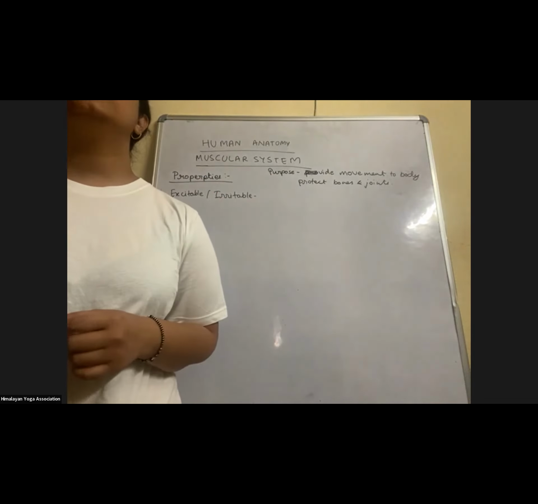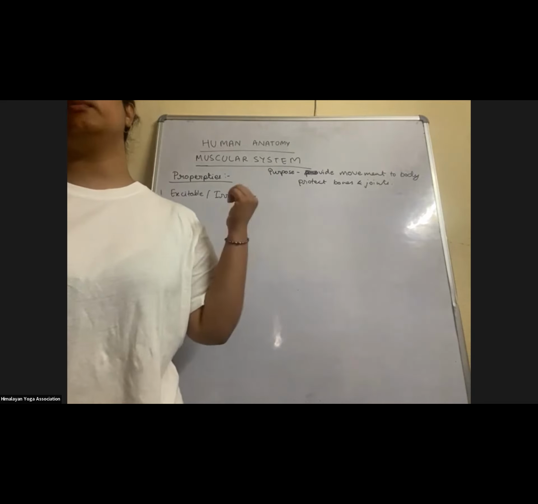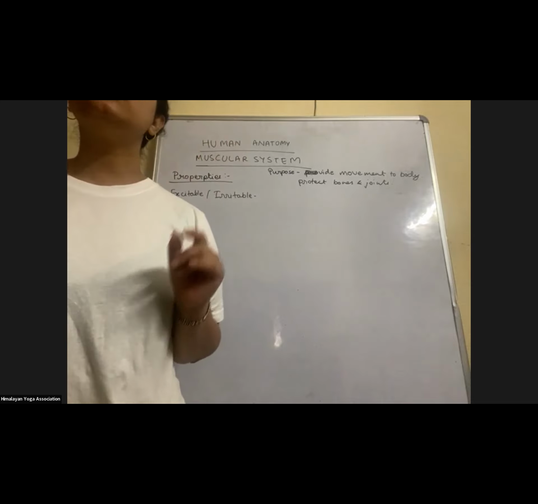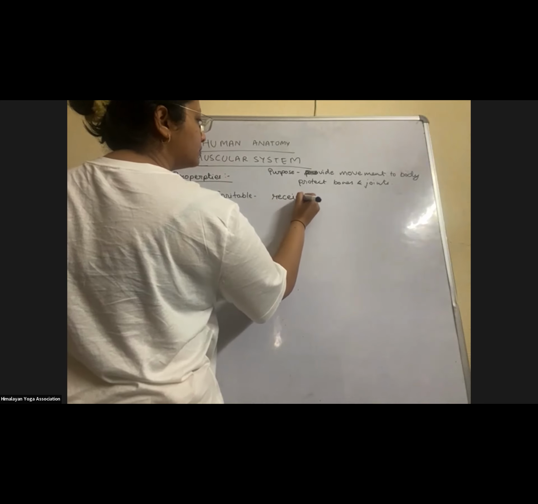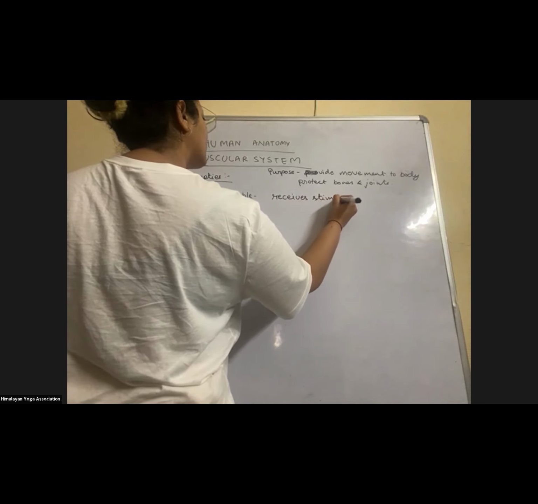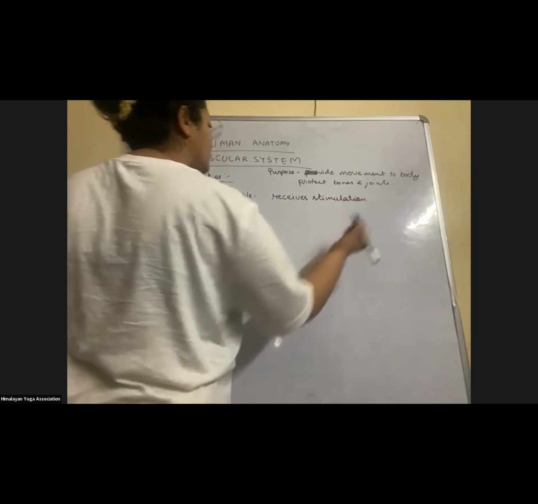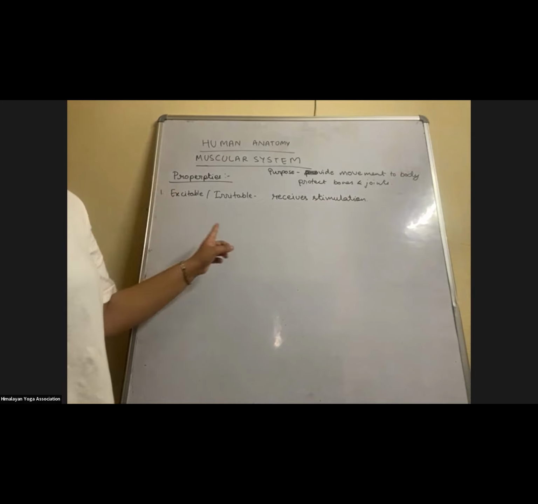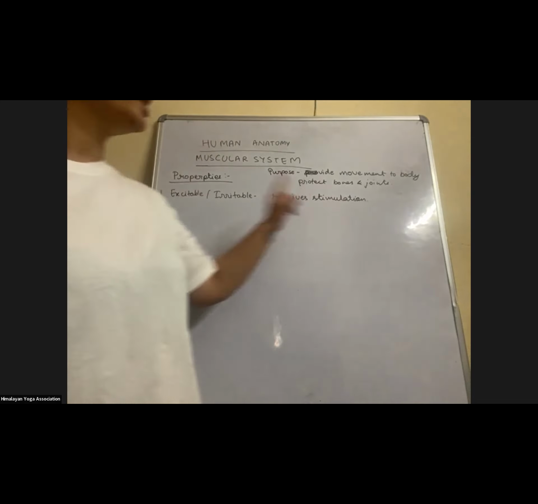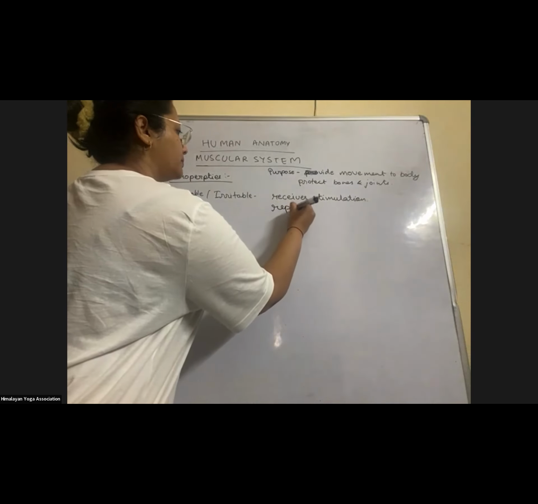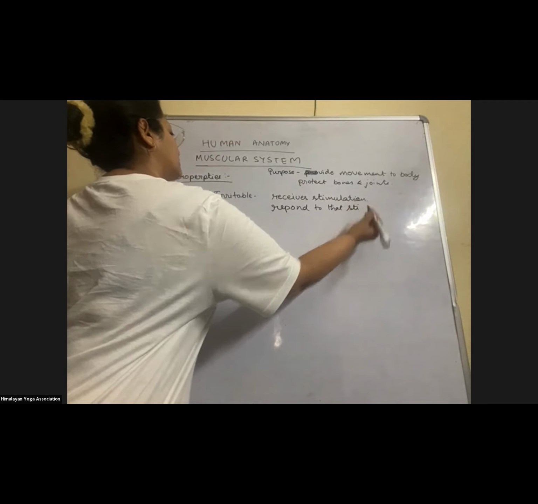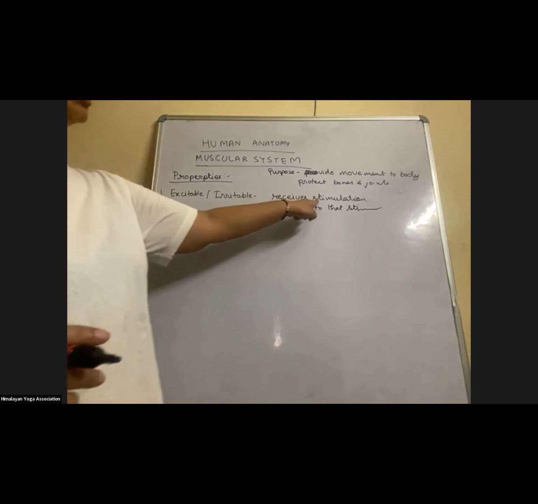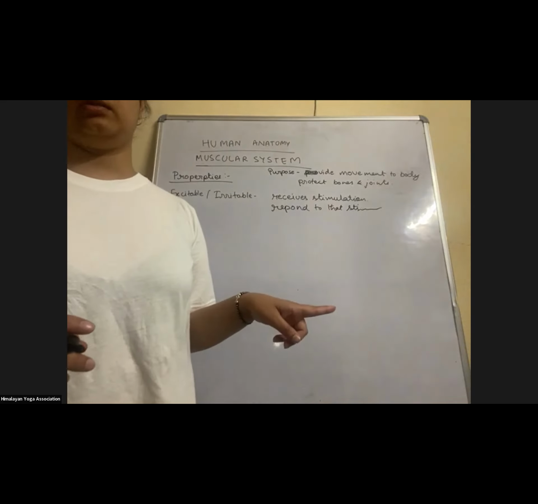Now, I want to give you a demonstration. I'm moving my arm. So that is internal. There was some kind of stimulation. So the muscle has this property to receive stimulation and then respond to that stimulation. So this stimulation can be internal or external.